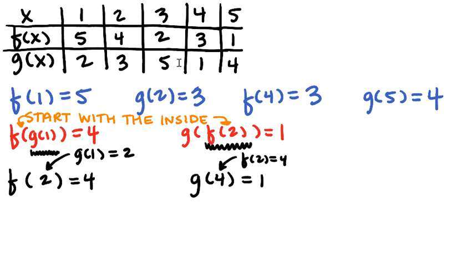So you start with f of 2. You go to the table. f of 2 is 4. You plug 4 into g. g of 4 is going to be 1. So you just plug it in twice, just kind of follow it around. That is the composition of functions question using the table. It's nothing too crazy.